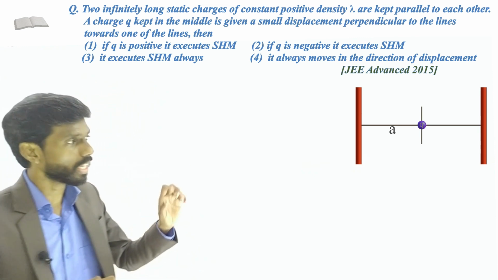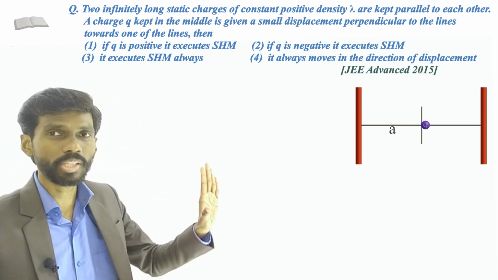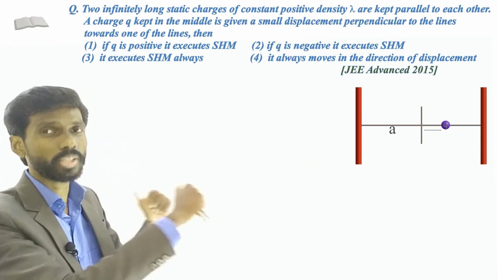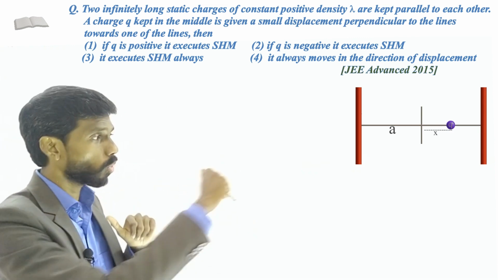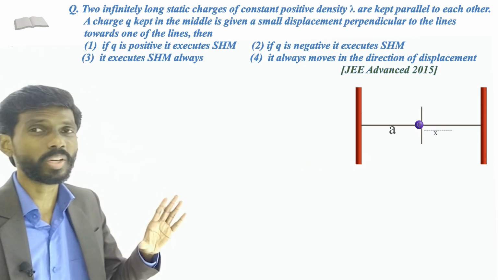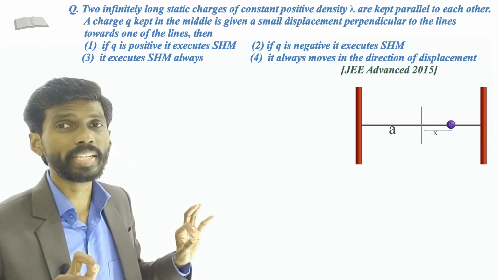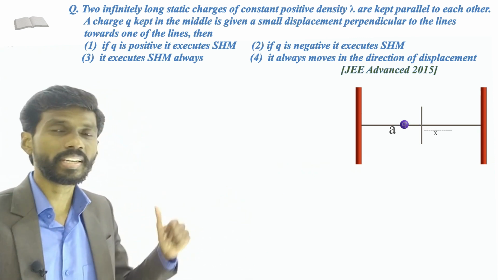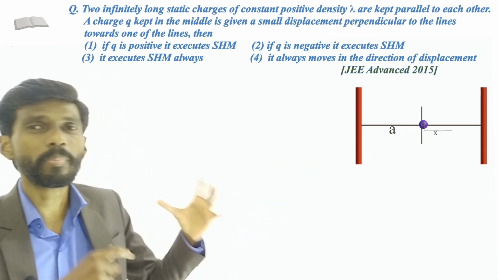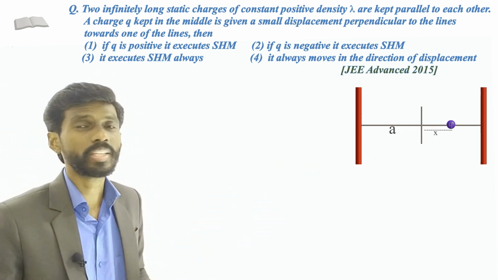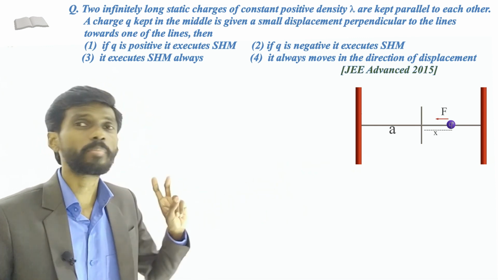Stable equilibrium means if you slightly disturb this equilibrium position, it will try to get back to the original position, which means the force will be towards the center. If the force is away from the center, it is not in stable equilibrium, there is no oscillatory motion. When the force is towards the center, there will be an oscillatory motion or simple harmonic motion. So let us see whether the force is in the negative direction or positive direction.